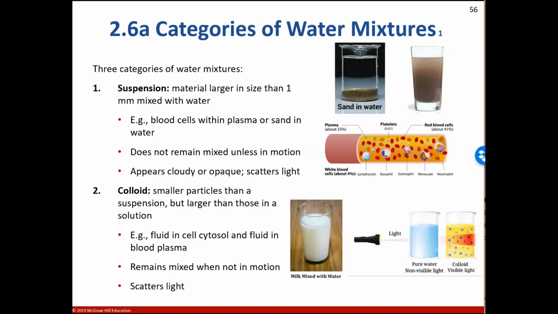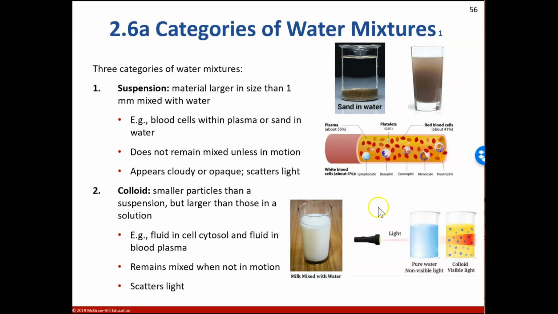So let's look at the three categories of water mixtures. First, we have a suspension. This is when we have material that is larger in size than 1 millimeter mixed with water. Examples of this in our body would be like our blood cells within the plasma. So the plasma would be like your yellowish substance in here, or sand within water. And you could see that it does not remain mixed unless it's in motion. So I have the example of this glass of water with sand that has been mixed around, and you could see that it can form a cloudy or opaque type of solution, and it scatters light if it's shined through.